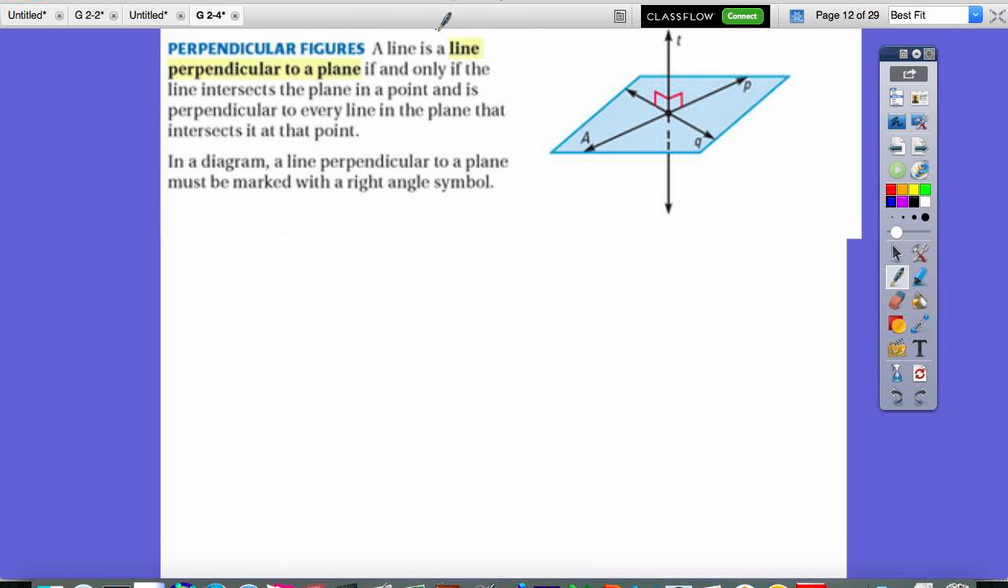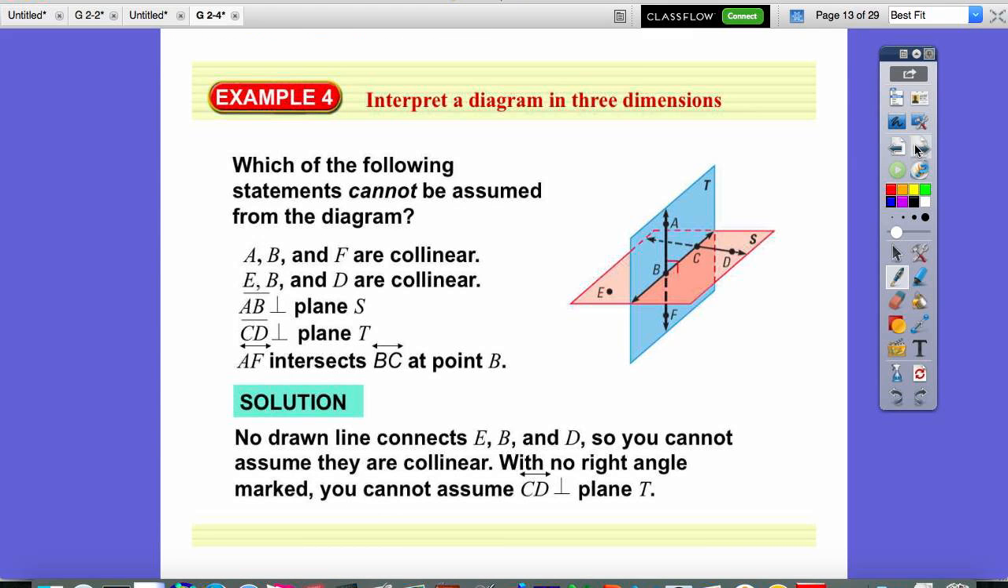Perpendicular figures. A line is perpendicular to a plane if and only if the line intersects the plane in a point and is perpendicular to every line in that plane that intersects it at that point. In a diagram, a line perpendicular to a plane must be marked with a right angle symbol. You'll also notice this is a definition since they're using the biconditional statement if and only if. So, interpret a diagram in 3 dimensions.